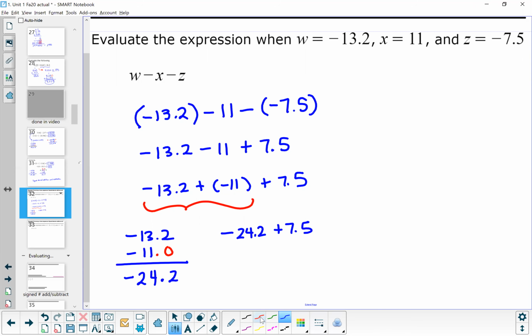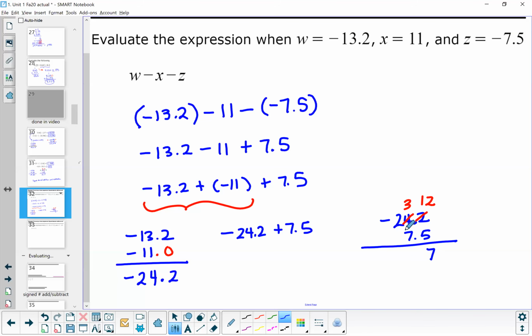Now at this point, these are opposite signs, so you need to subtract them. So again, I'm going to line these up vertically. Negative 24.2 up top, 7.5 below. Notice how I lined these decimals up by the decimal. All right, opposite signs subtract, and I can see 2 minus 5, I need to regroup. So I'm going to borrow. 4 becomes a 3, and the 2 becomes a 12. 12 minus 5 is 7. Oh, I want that to be blue. Okay, 7.